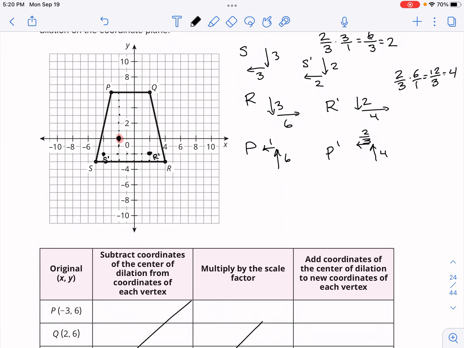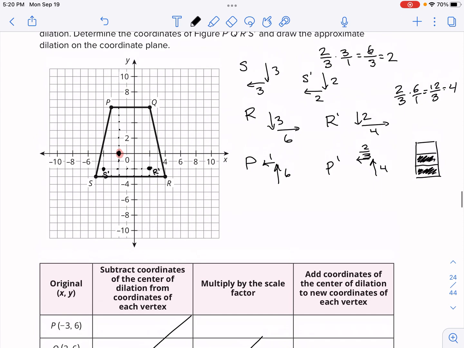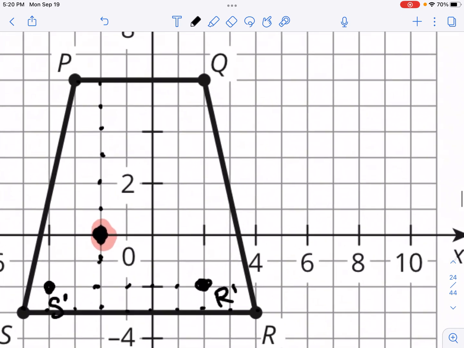2/3. So the way I want you to think about that is, like, let's say we have a rectangle. You don't have to draw the rectangle, but if I make this into 3 sections, 2/3 means that 2 of these sections are shaded. So it's not quite a complete unit. So we are going to be moving 2/3 to the left, but it won't be a complete square that we move.